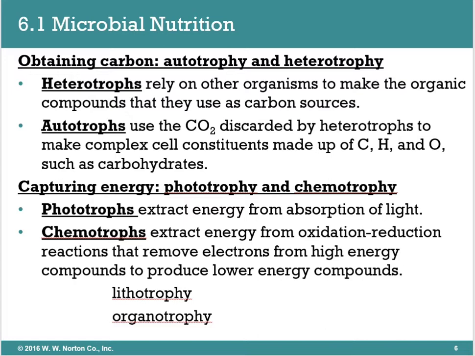The last one we're going to talk about is chemotrophs. These guys get their energy from a redox reaction, an oxidation reduction reaction. An oxidation reduction reaction happens whenever electrons are removed from a compound, and then they utilize that energy for themselves. So a chemical reaction has to occur in order for a chemotroph to survive. There are two main types: lithotrophs and organotrophs.